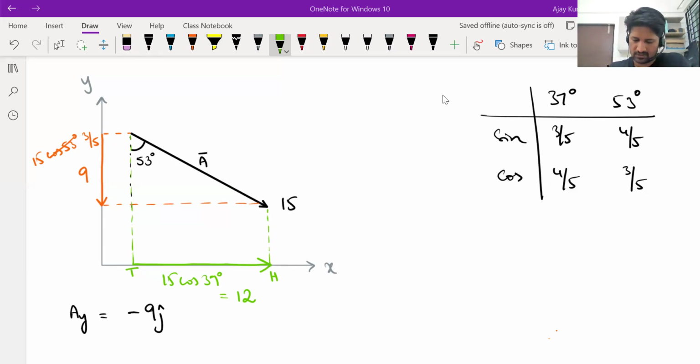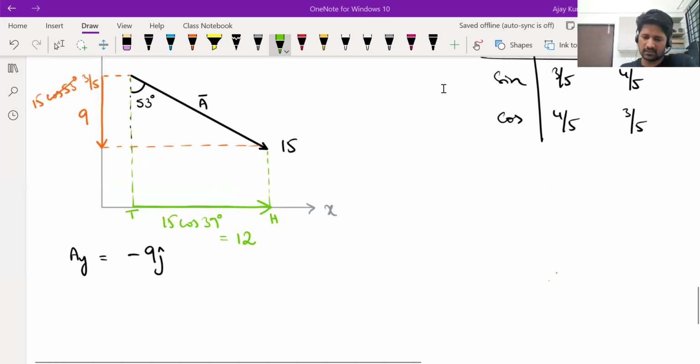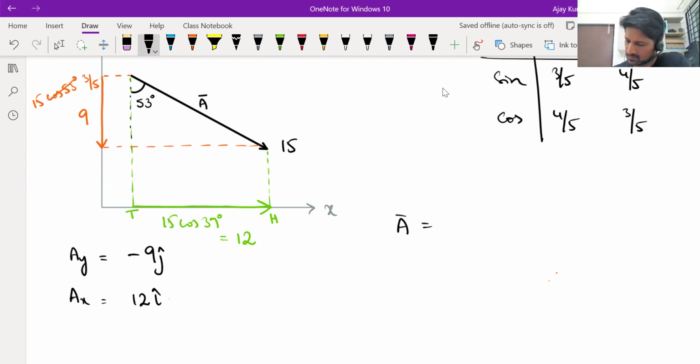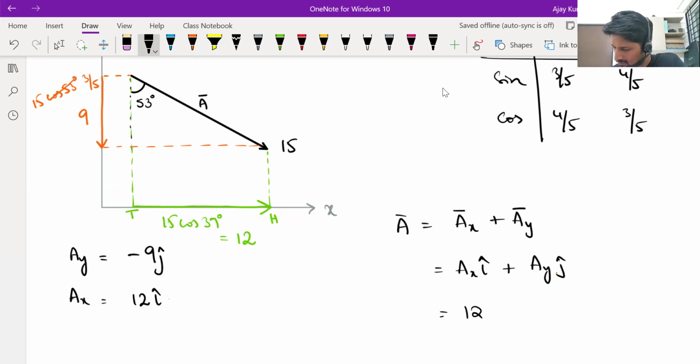Pawan, continue. This green vector, its magnitude we got 12. How do you write it as a vector? Assign a direction to it, means multiply it with a unit vector. Sir, 12 I cap. Good. It's in the positive x direction, so just I cap. So the x component becomes 12 I cap. Right. Now we got both the components of the vector. Once you know both the perpendicular components, the original vector is the sum of these components. So ax vector plus ay vector, or you should actually write it like this: ax I cap plus ay j cap. So this becomes 12 I cap minus 9 j cap.